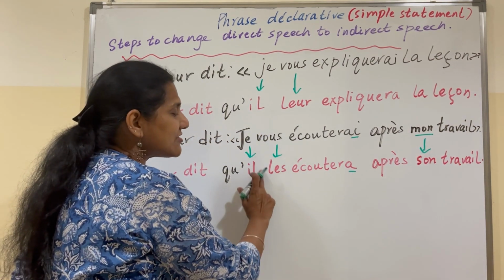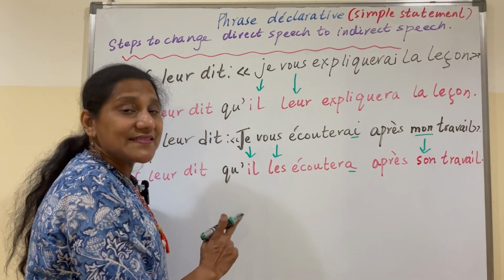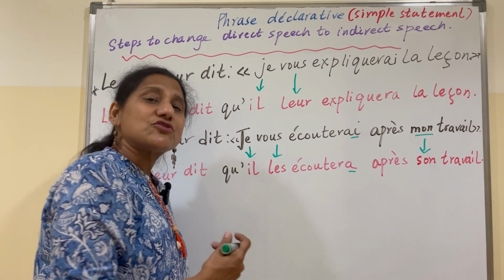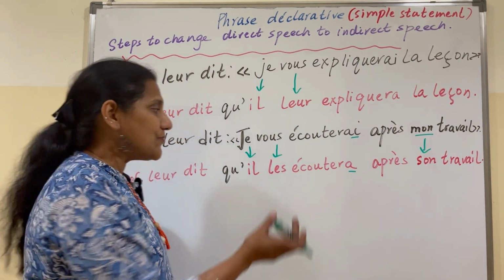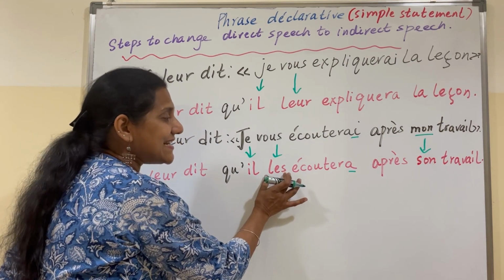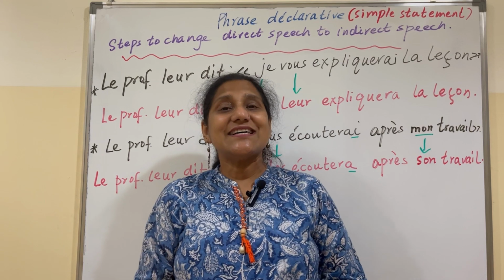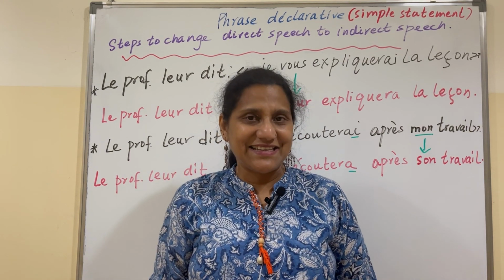Now, why here did we put les instead of leur? Because écouter is a verb that takes a direct object. The meaning of the verb écouter is to listen to. It already has the preposition in the meaning, listen to. So, therefore, it takes les. I hope you have understood how to change direct speech into indirect speech in phrase déclarative.